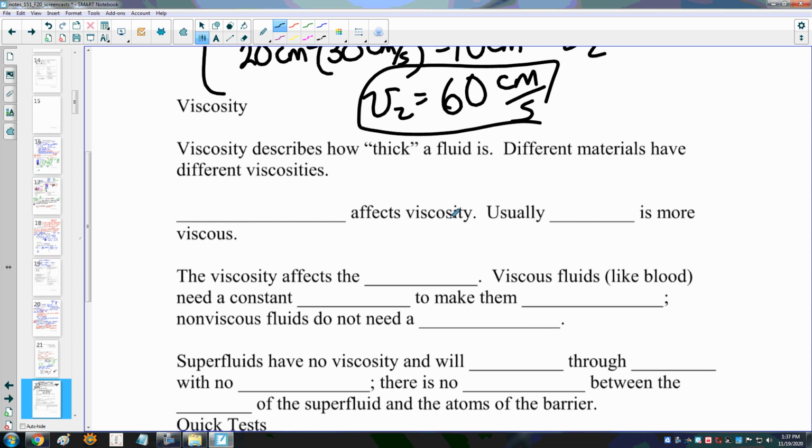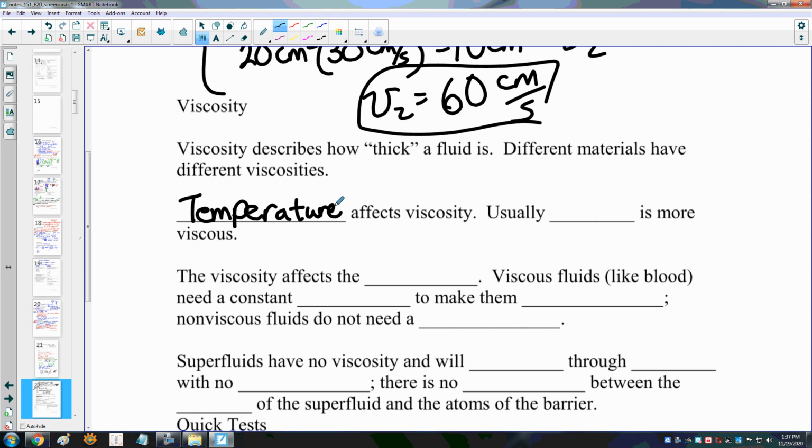So we've already talked about viscosity. Remember, in order for a fluid to be an ideal fluid in fluid flow, it has to have a low viscosity. It can't be very sticky or thick. Viscosity describes how thick a fluid is, and different materials have different viscosities. Temperature, as you might expect, does affect the viscosity.